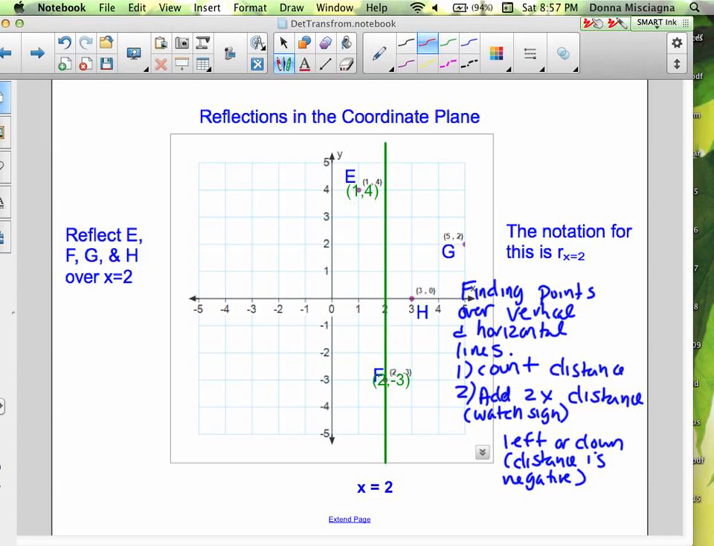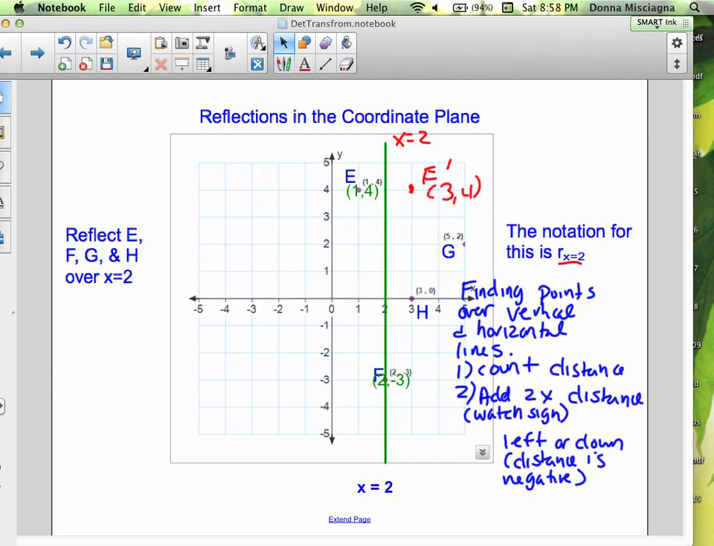All right, so here we'll start with F or E. All right, so our line here is x equals 2. Okay, x equals 2. All right, so E is 1 away, and so it's going to be 1 in the opposite direction. So that one's easy enough to count. So E prime is at 3, 4. I wouldn't bother to subtract for that one. How about F? I don't think we have to subtract for F. F is right on the line of reflection, so F prime is also at 2, negative 3.